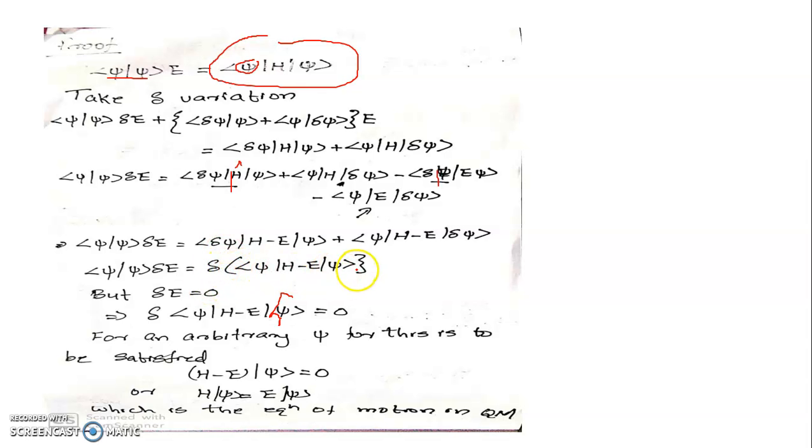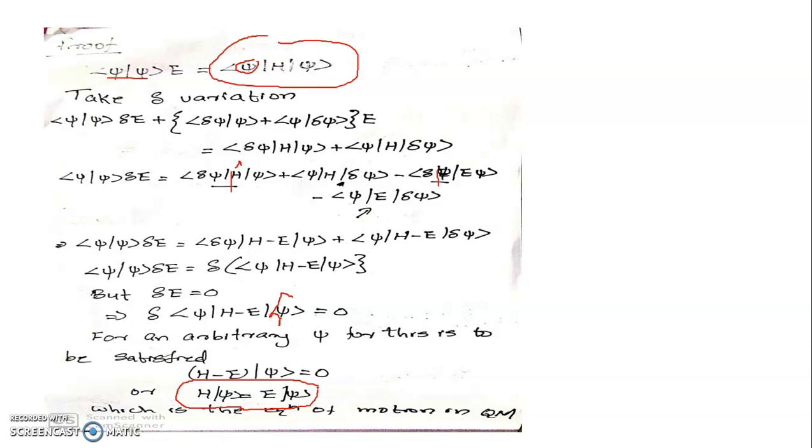Delta variation of this overall quantity means delta variation of this one plus this quantity. That is to be equal to 0, which means these are separately equal to 0. That means (H − E) operating over a state function with this particular wave function will always equal 0. That means H operating over |ψ⟩ equals E times |ψ⟩, which is nothing other than the fundamental equation of motion in quantum mechanics, referred to as the time independent Schrodinger's equation.